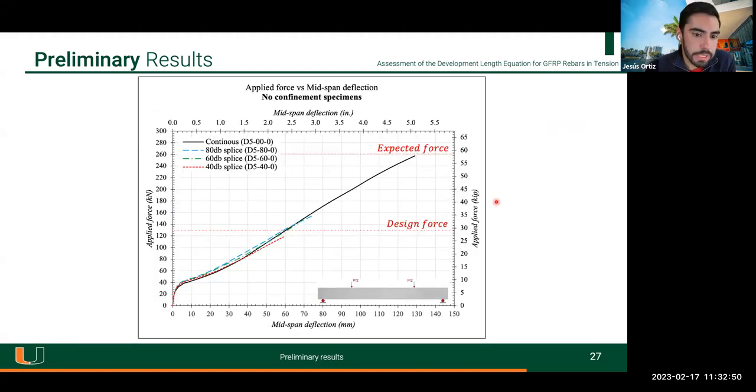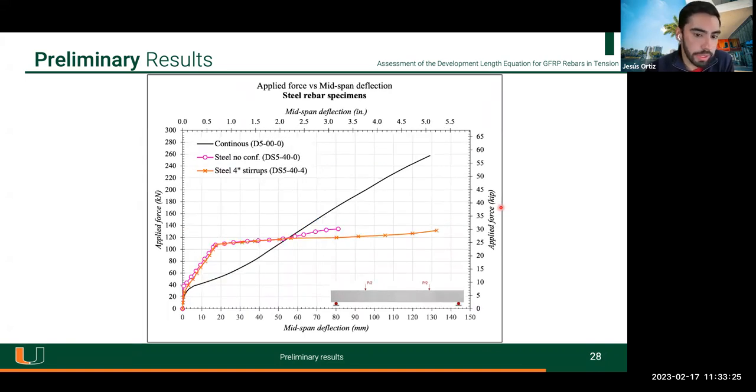Another graph, you can see all the specimens from phase 2 without any confinement. So again, the contribution of the splice length we can notice here. And also you can observe that only the 40 dB specimen has a capacity lower than expected by design, but even the 60 and 80, if you remember, the required by ACI was 110. We got capacities larger than the design force or design moment that you were expecting.